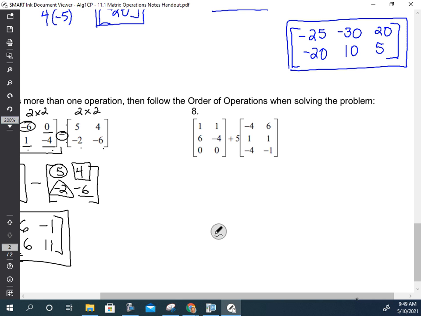All right, let's finish it off with example 8. So again, order of operations still applies. So we have a matrix plus 5 times another matrix. So this 5 is multiplying times that matrix. So you have to multiply it in first. Multiply the 5 into the second matrix. So the first one comes down. We're not ready for it yet.